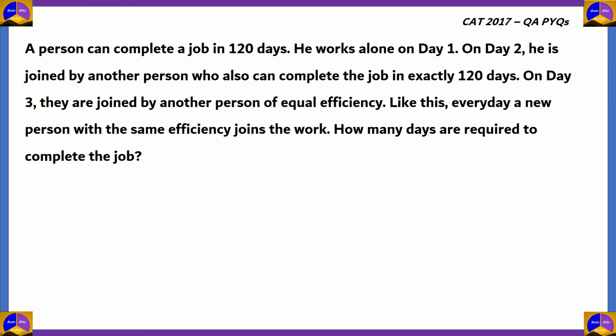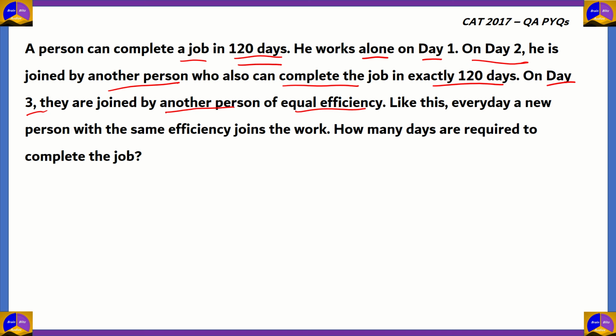Now here comes another question. A person can complete a job in 120 days. He works alone on day 1. On day 2, he is joined by another person who can also complete the job in exactly 120 days. On day 3, they're joined by yet another person of equal efficiency.